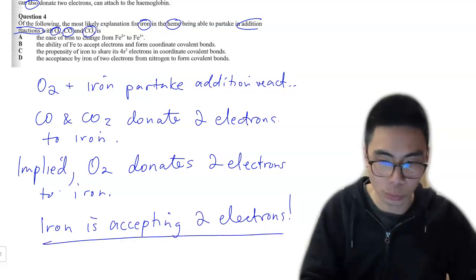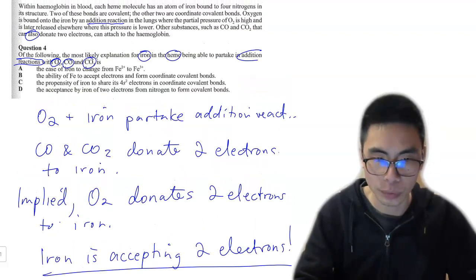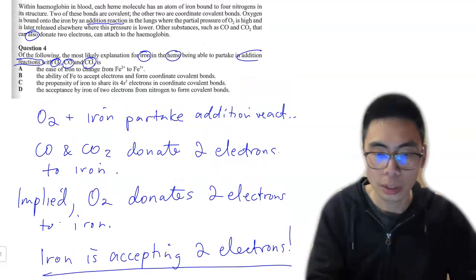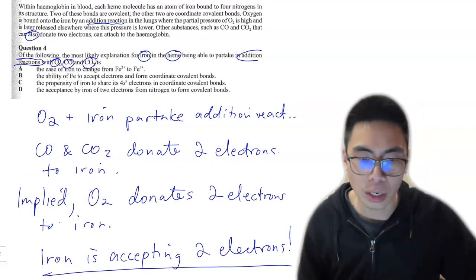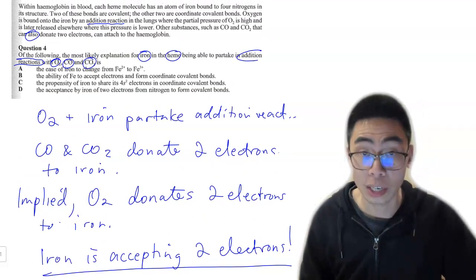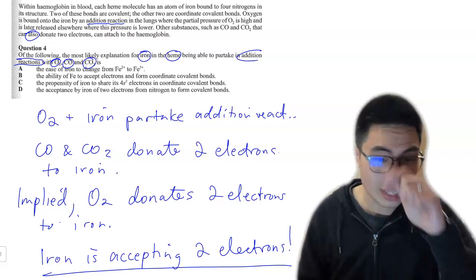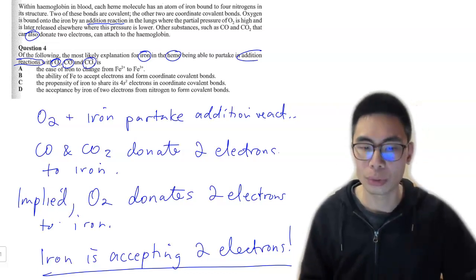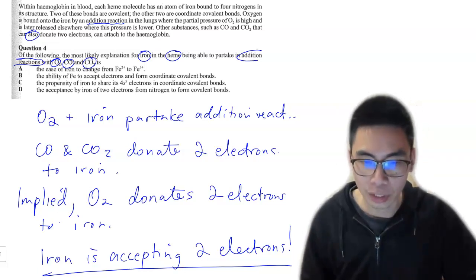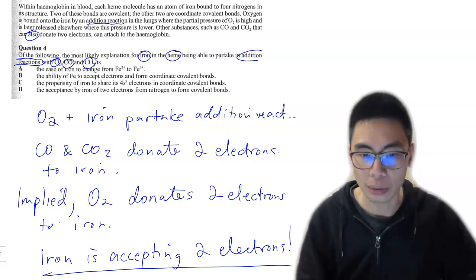Okay, this is incredibly important. Let's have a look at the answer options. So answer option A, the ease of iron to change from Fe2+ to Fe3+. It's not an easy option for us to link to what we've just found out. I will come back to this option, but what we can do right now is to skip it.